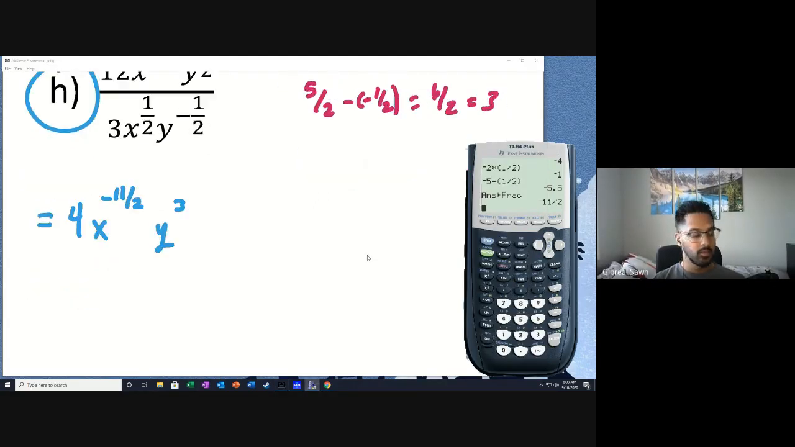So the only thing left to do is make our exponents all positive. The only one that gives us the problem is that x. So the 4 and the y cubed stay on top. Our x to the power of 11 over 2 now goes on the bottom. Fully simplified, positive exponents, all is good.